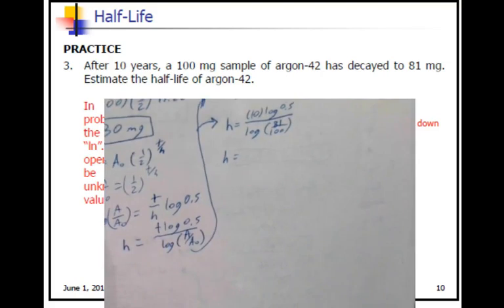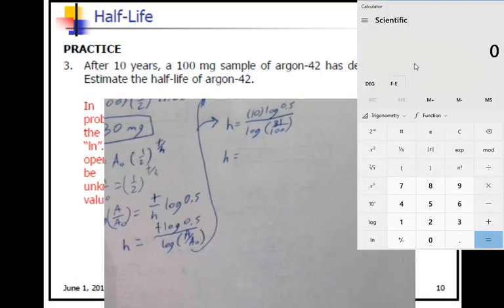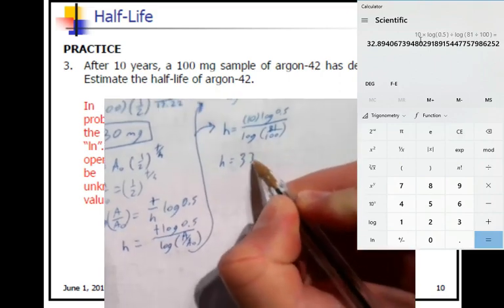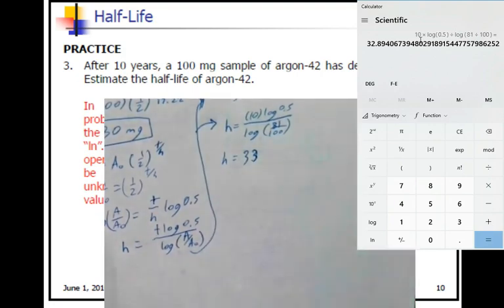Turn the calculator on. And we have 10 times log 0.5 divided by, put bracket, 81 over 100. Close the bracket and put log and equals, and we get 32.89, and we can just round it straight to 33. And that would be our half-life.